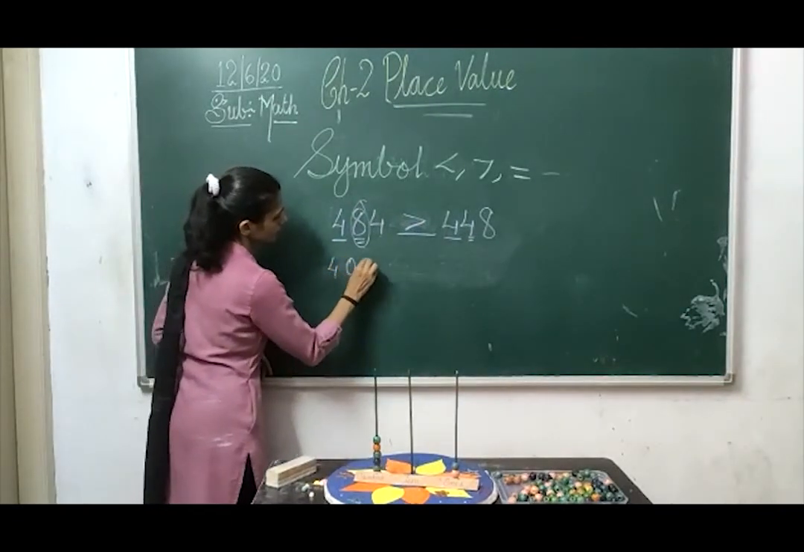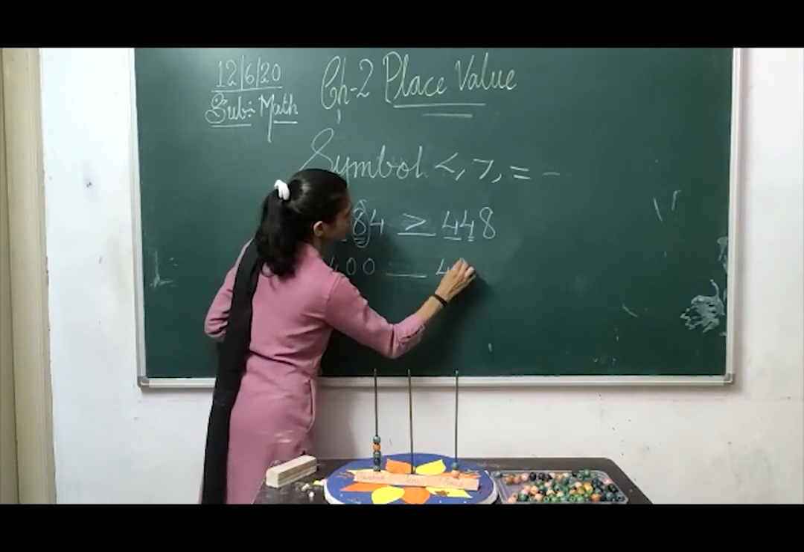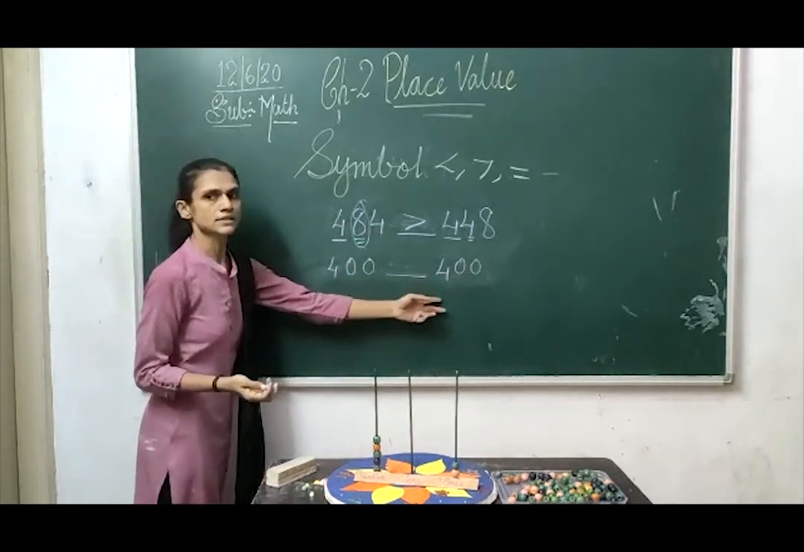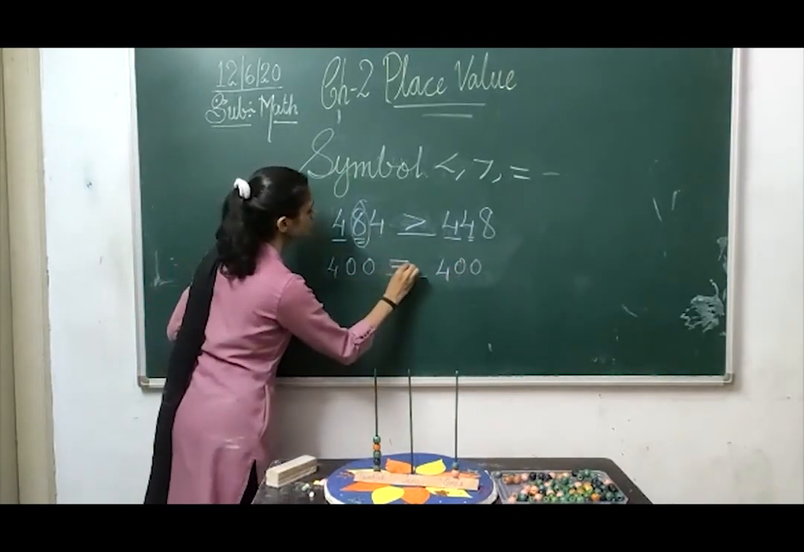Now 400 and 400. As you know, both were the same. So you have to put the equal sign.